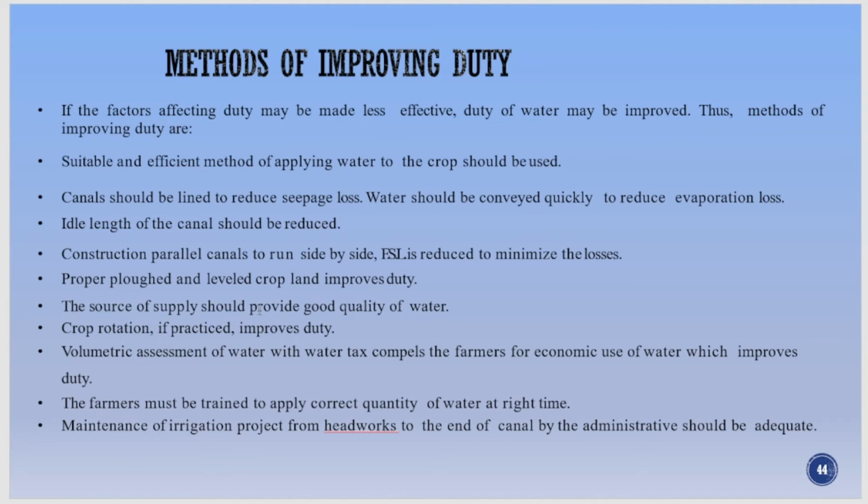The source of supply should provide good quality of water. If it is bad quality of water, it will contain a lot of salt. Because of that, salination will take place, and further it may increase the requirement of water. Crop rotations have to be taken up. So these are the same things which I had explained earlier. These are the methods of improving our duty.